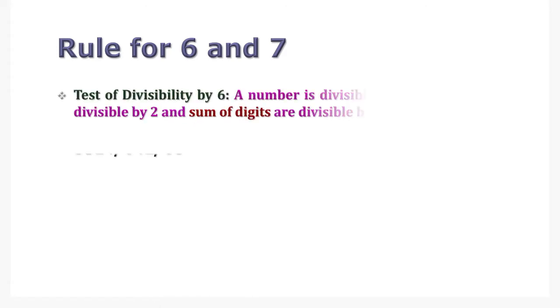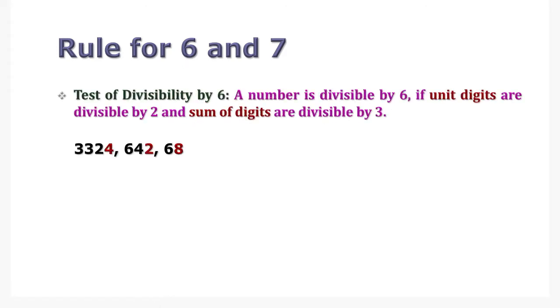The rule for 6 and 7. Test of divisibility for 6. A number is divisible by 6 if the unit digit is divisible by 2 and the sum of the digits is divisible by 3. So our first condition is that the unit digit is divisible by 2, and our second condition is that the sum of the digits is divisible by 3. Now let's consider an example.